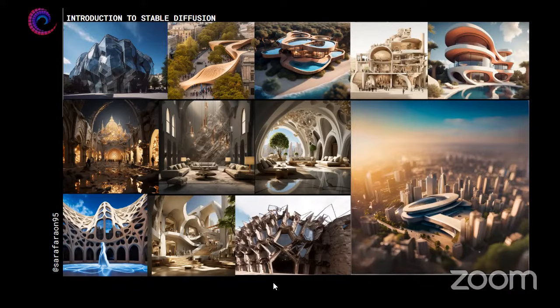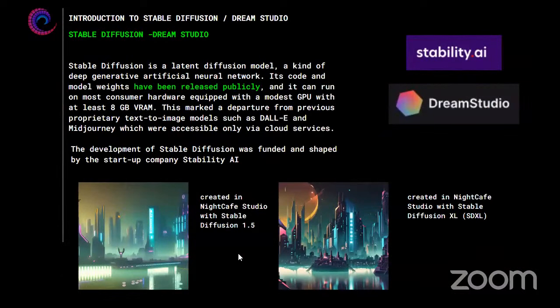So to start talking a bit about stable diffusion, it is a latent diffusion model. It's a kind of deep generative artificial neural network.